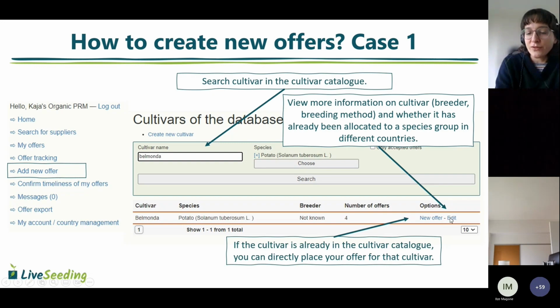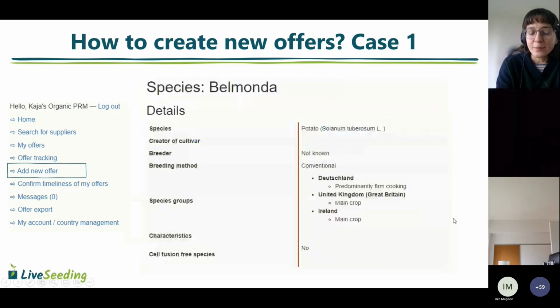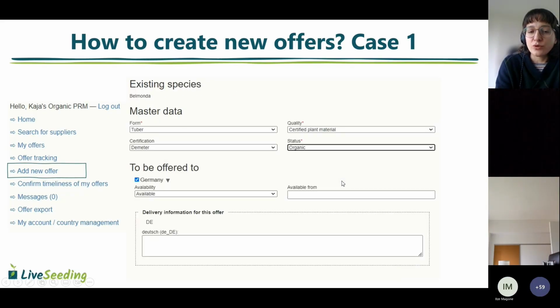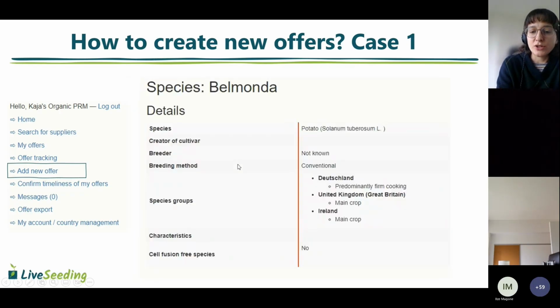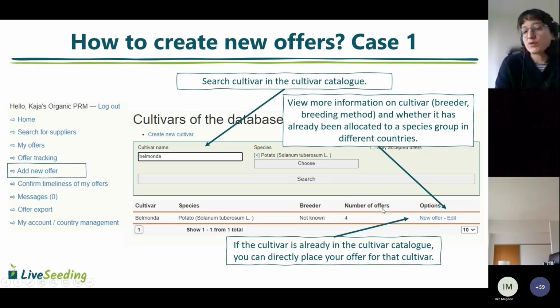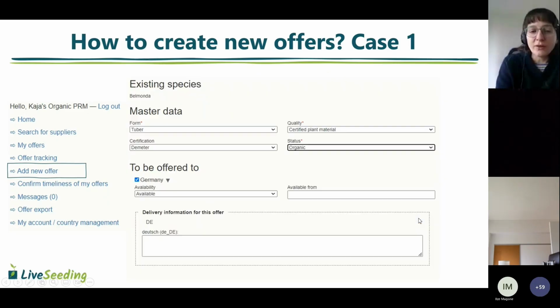So now let's first click on Edit. Here you see the breeder and breeding method, and you see it has already been allocated to a species group in Germany. As I now want to offer my material to Germany, it means I don't have to recommend a species group because it already has an existing species group. So now I click on New Offer.